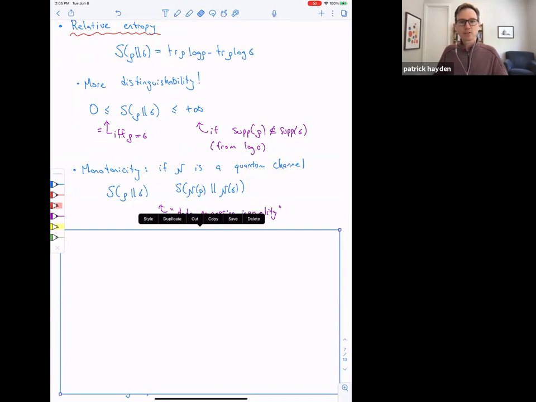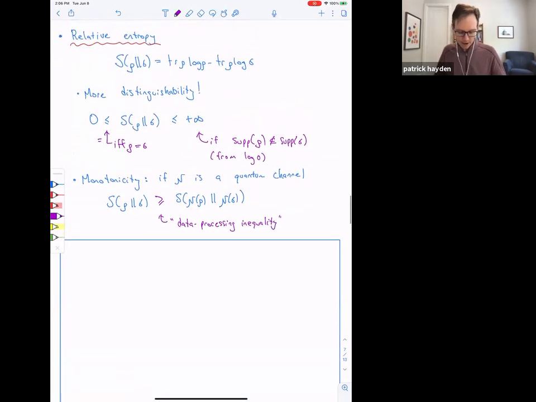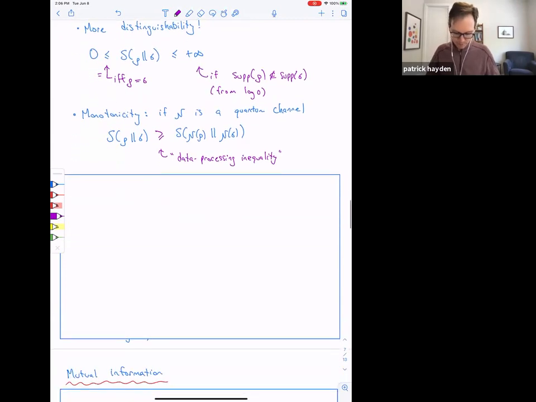It satisfies monotonicity, right? So the distinguishability can only go down if you apply a quantum channel. I should say that it's not very hard to prove monotonicity for the fidelity. In fact, it's trivial for the fidelity. It is easy enough for the trace distance. For the relative entropy, it's pretty hard. It was even a conjecture for several years before it was proved, but it is proved.